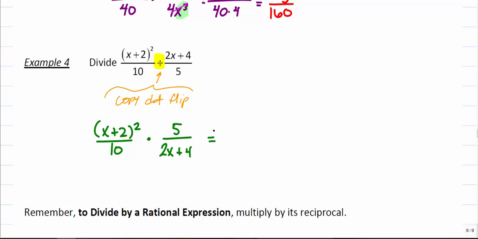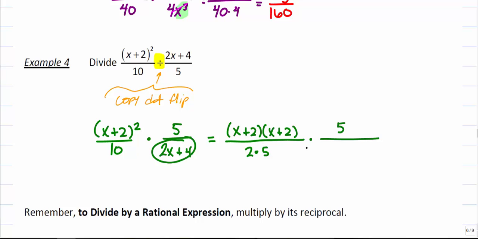And this problem is like example 2. Not literally, it's just structurally very similar. Meaning that I'm going to remember this. X plus 2 squared is just this. It's already factored, but I just want to kind of expand it out. That's 2 times 5, and then that's 5, and then notice here, I can factor out a 2. So if I pull out a 2, factor out a 2, I'm left with x plus 2.